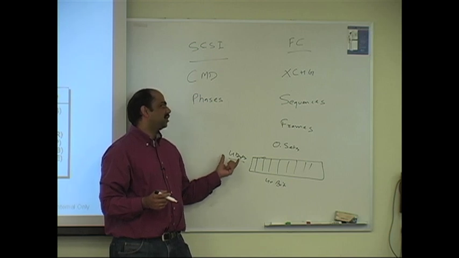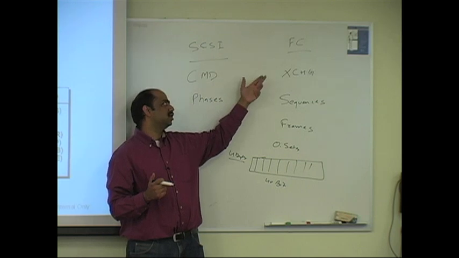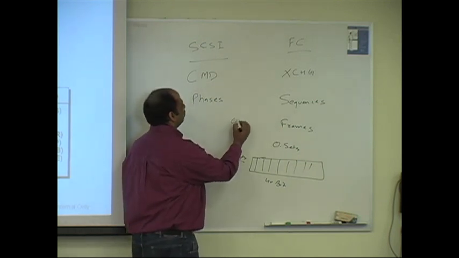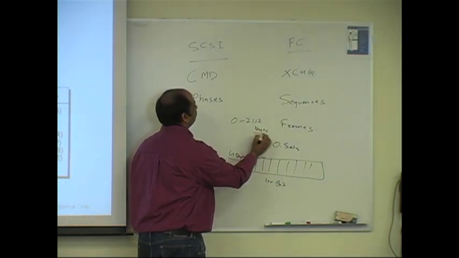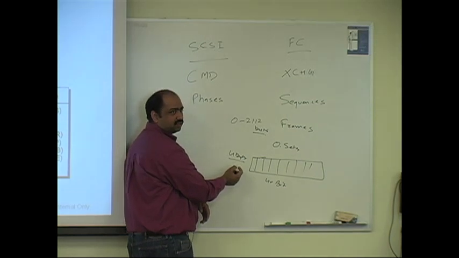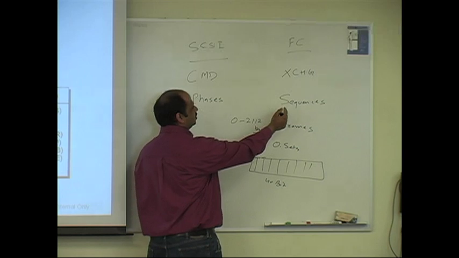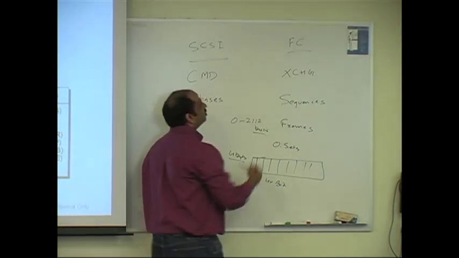The minimum transmission which happens for SCSI commands or normal I/O is a frame. A frame can be from 0 to 2112 bytes, in chunks of 4 bytes. Frames connect together to form sequences, and sequences connect together to form exchanges.